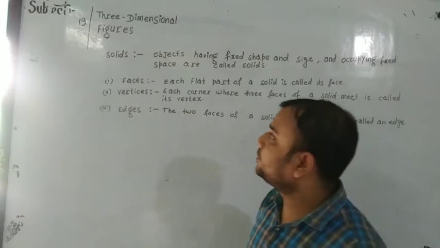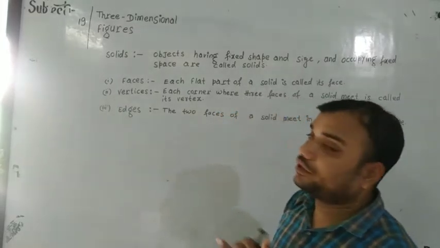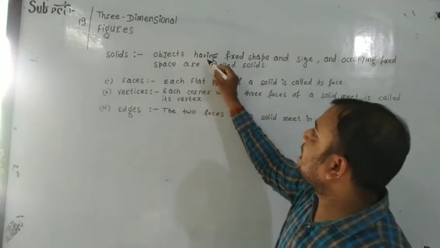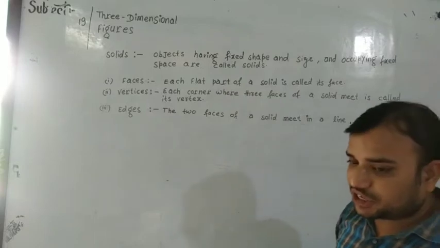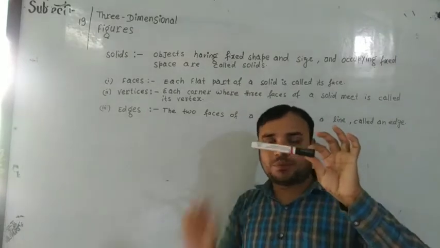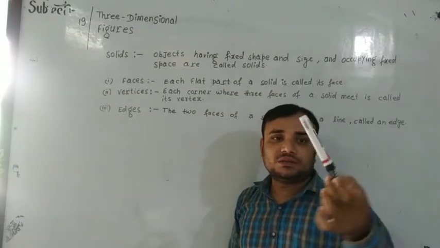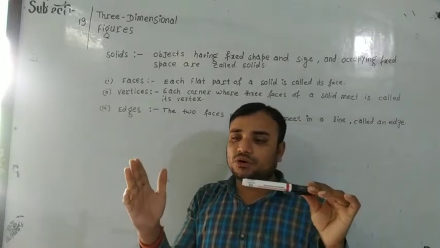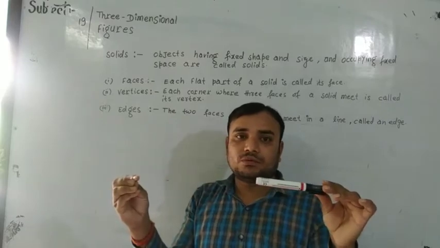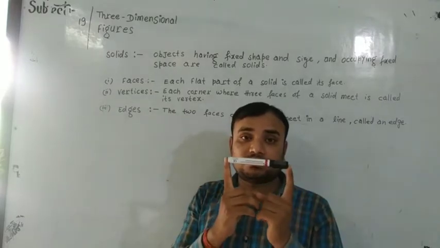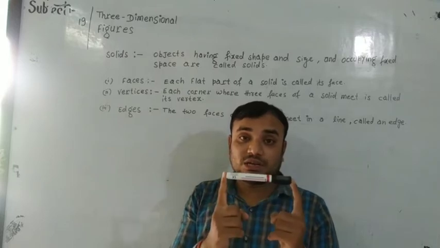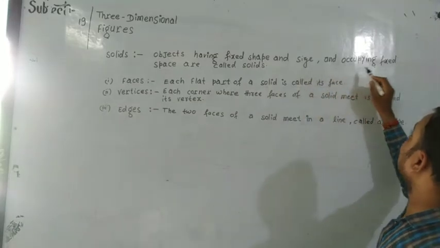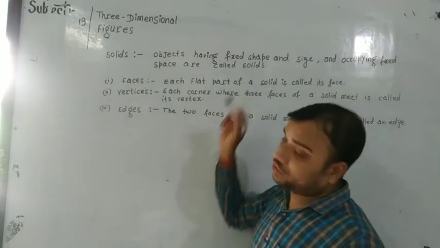First of all, we learn about solids. What is a solid? Dear students, objects having a fixed shape. Fixed shape means, for example, this marker has a fixed shape; in the morning it does not expand, because its shape is fixed. So objects having fixed shape and size and occupying fixed space are called solids.